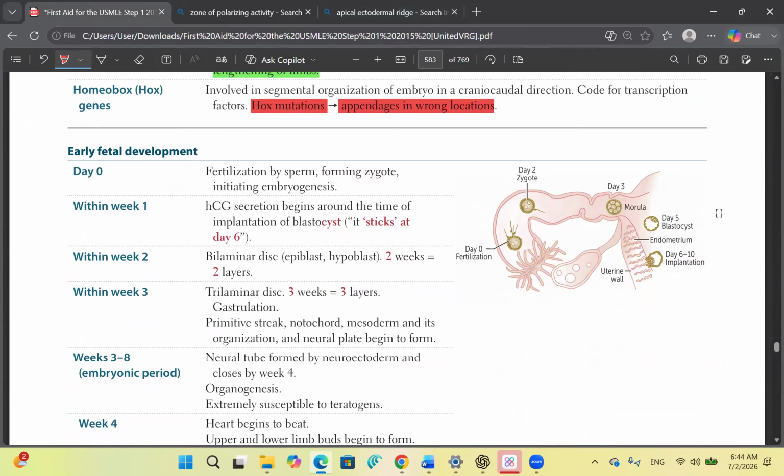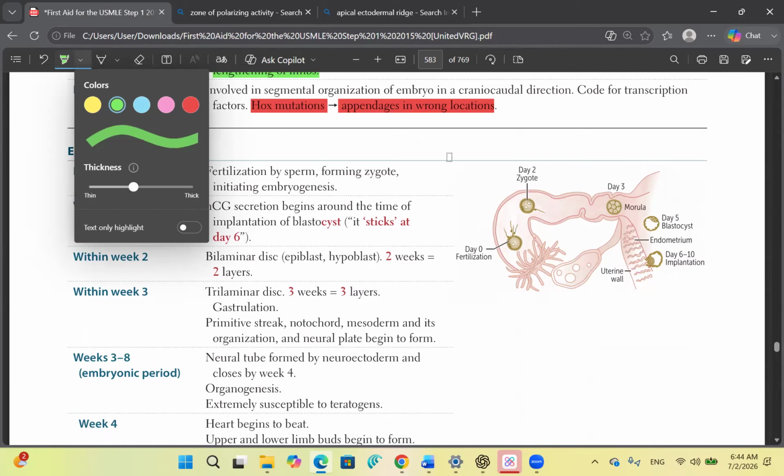Next, we have early fetal development. Like this, we have this diagram. It shows that there is fertilization at day 0, zygote formation by day 2, and by day 3 or 4 there is a morula, as 4 times 4 is equal to 16, and a morula is a 16 cell structure. Day 5 or 6 is the blastocyst, as in blasto-6, and the blastocyst then implants in the endometrium by day 6 to 10, and the endometrium is part of the uterine wall. Okay, so far so good.